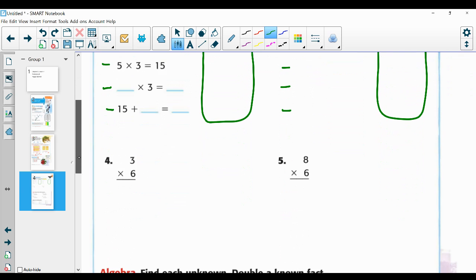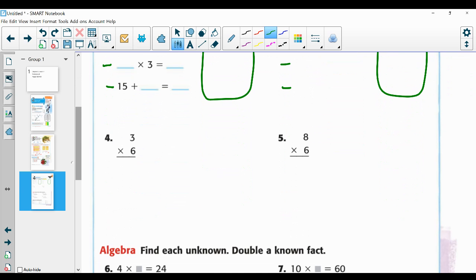Okay, so for number 4, you're going to do the same thing. They wrote them vertically. I don't care if you want to write them horizontally and do them down here. You could do them vertically next to like 3 times 6. You could do it that way. But either way, you've got to have your array. So if you write them horizontally, make sure your array is over here in this space. If you write them vertically, your array will be down here where these green lines are. Same thing for this. So you need to have your array and your number sentences.